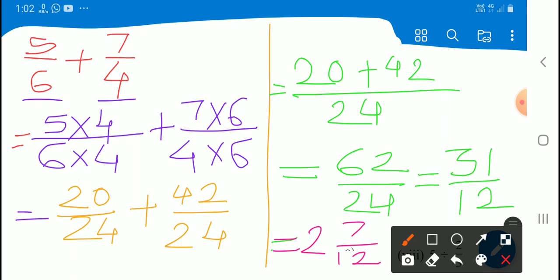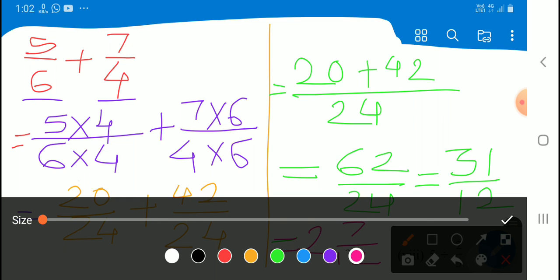Okay, like this way, by equalizing the denominators you have to solve addition examples. One more addition example I will take here.